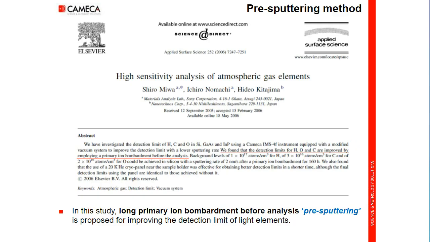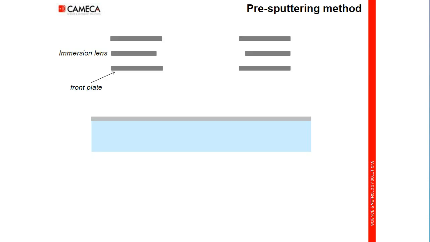This method, based on long primary ion bombardment prior to analysis, that we will call pre-sputtering, has been proposed some time ago for improving the detection limit of light elements. In the Cameca IMS 7F Auto, the first lens after the sample is called the immersion lens. The distance between the sample surface and the cover plate of the immersion lens is around 5 mm. For analysis of light elements, the sample is put at negative voltage, typically minus 5 kV, whereas the front plate of the immersion lens is at Earth potential.